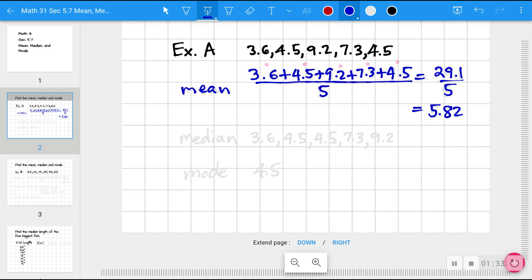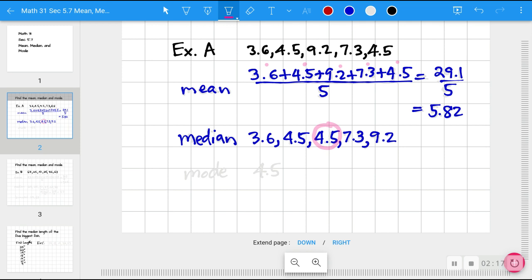Now, for the median, that's the next one. What you first have to do on the median is order the data, put it from least to greatest. So carefully find the smallest, and then the next smallest, and the next smallest. There's two 4.5s there. And then a 7.3 is the next until you get to the largest datum, 9.2. And then you simply find the middle number. If there's 5 data pieces, it'll be the third one. So the median is 4.5.